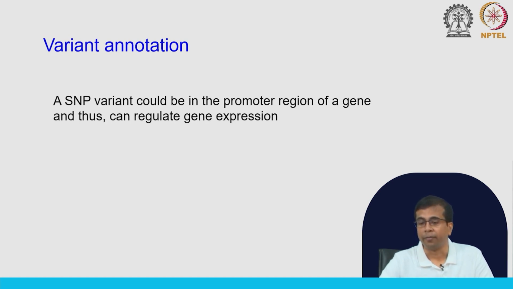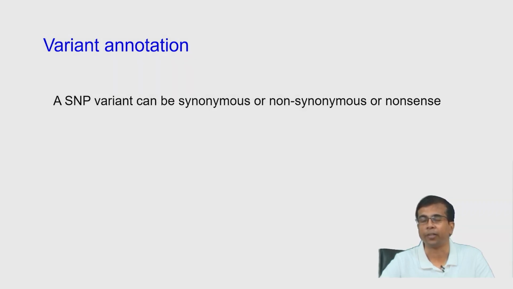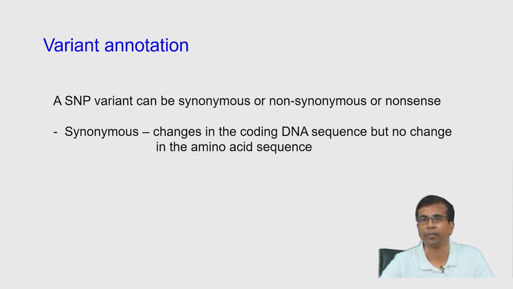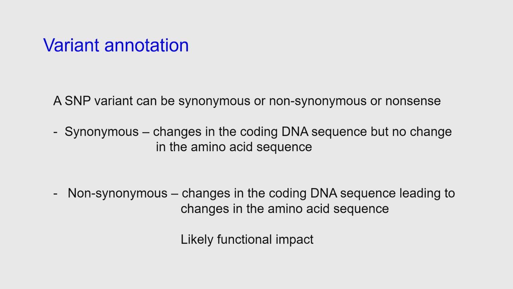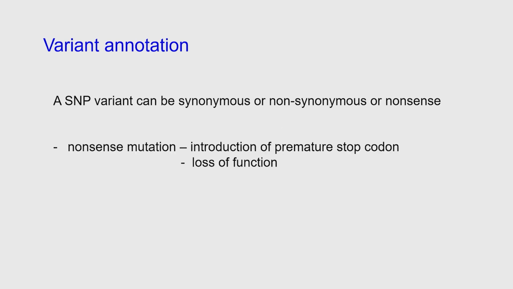So, there could be many possibilities. A single nucleotide polymorphism variant could be in the promoter region of a gene, and it can thus regulate gene expression. It can affect binding of transcription factors and impact the expression of the downstream gene. Or a SNP variant can be synonymous, non-synonymous or nonsense. Synonymous means there is a change in the coding DNA sequence, but no change in the amino acid sequence. Non-synonymous means there is a change in the coding DNA sequence leading to a change in the amino acid sequence. So, these variants are likely to have functional impact. On top of that, you can have a nonsense mutation, which refers to the introduction of a premature stop codon in the gene, and this can lead to loss of function.